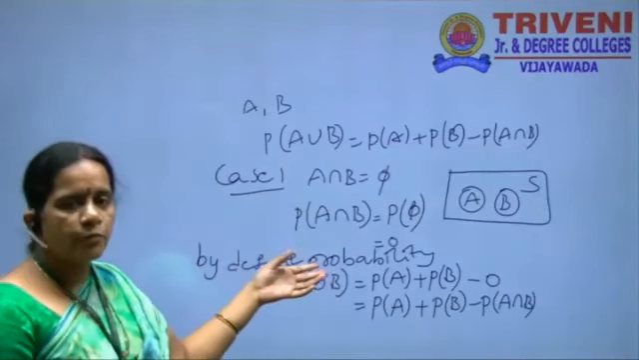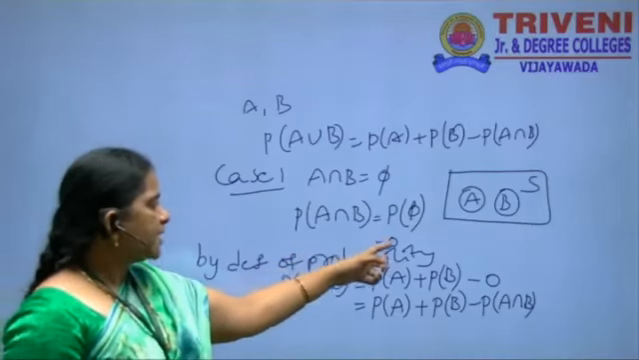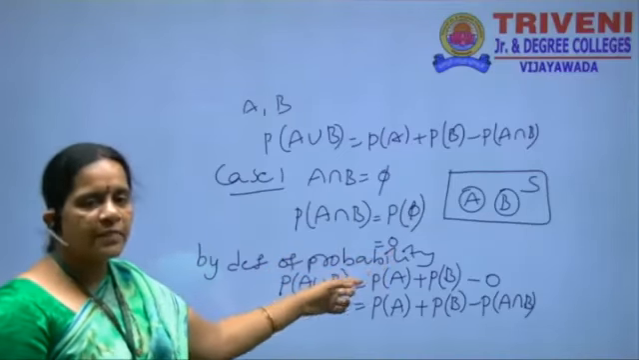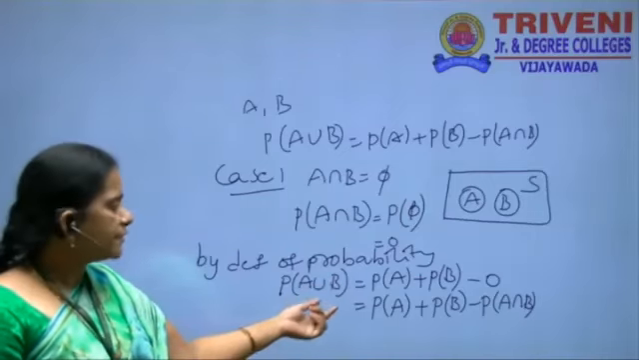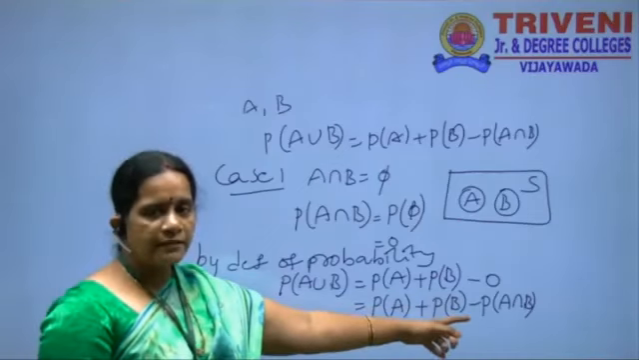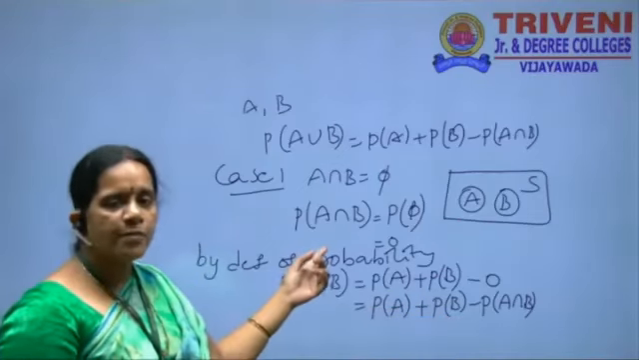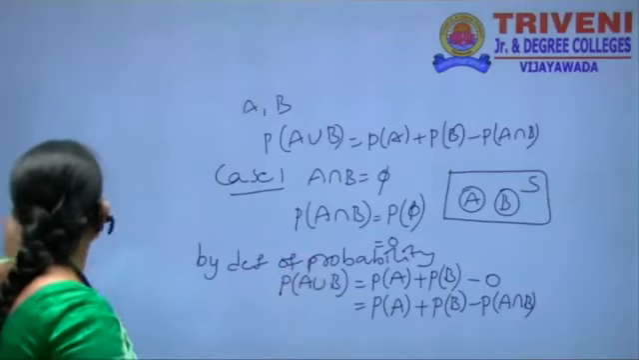Applying probability on both sides, P of A intersection B is equal to P of phi, which is equal to 0. From the definition of probability, P of A union B is equal to P of A plus P of B minus 0. In place of 0, we substitute the value of P of A intersection B. Now we go to the second case.